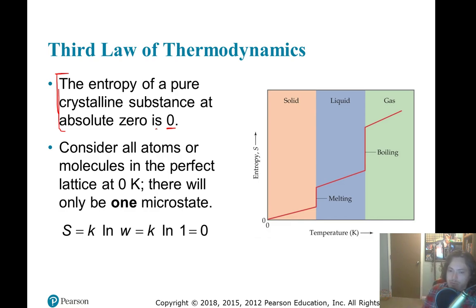So if we plug that into that formula we learned last time, where S is equal to k natural log of W, and we plug 1 in for W, well, natural log of 1 is 0, so therefore it's equal to 0.